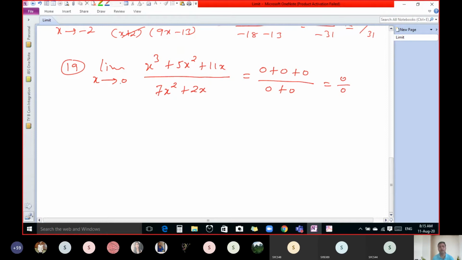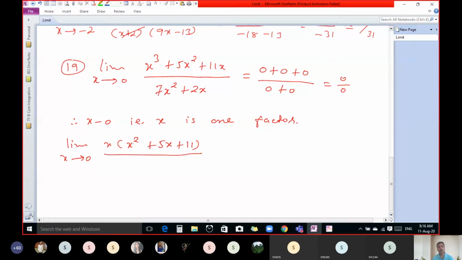So we have 0 by 0. That means there is one factor. Now see, if we take 0 to this side, we can say that x minus 0, that is nothing but x, is one factor. So if x is one factor, simply you can take x common from numerator as well as denominator. If we take x common, we get x square plus 5x plus 11, and in the denominator we get 7x plus 2. And now cancel this x.